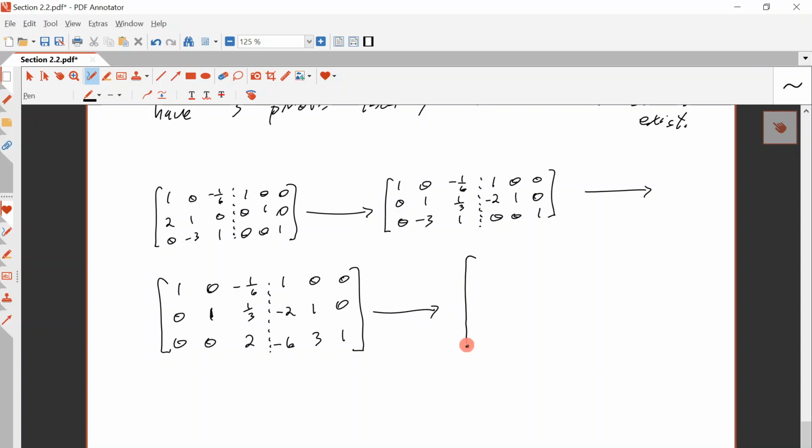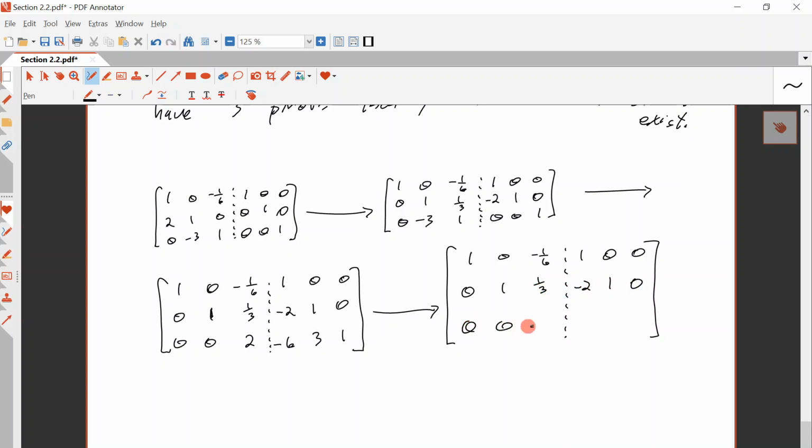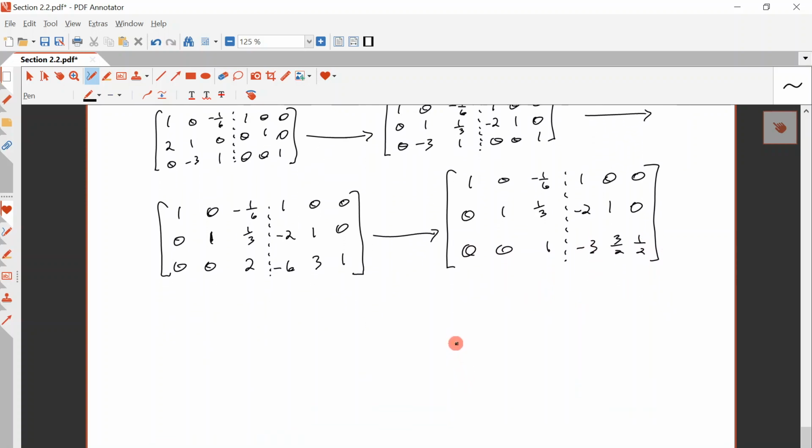Next, divide row 3 by a half. 1, 0, minus 1/6, 1, 0, 0. 0, 1, 1/3, minus 2, 1, 0. 0, 0, 1, minus 3, 3 halves, 1 half. Okay? Next, I'm going to subtract row 3 from row 2, 1/3 times.